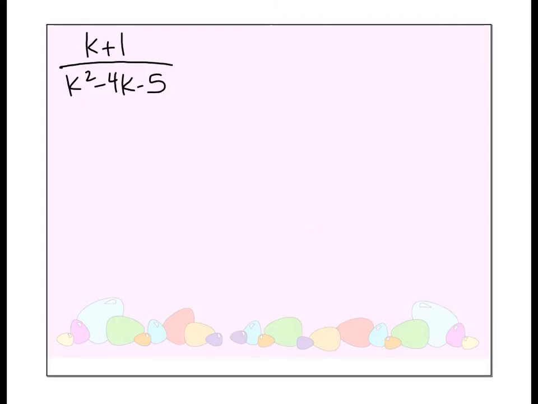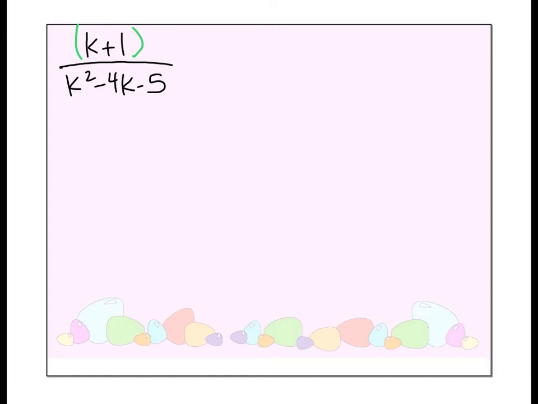Okay, on to our next example. We have k plus 1 over k squared minus 4k minus 5. Up top, I'm going to start there, k plus 1. There's no GCF, and that's a binomial, so I can't simplify that any further. So that one's just going to stay k plus 1. I do need to factor the bottom to identify my excluded values and to simplify.